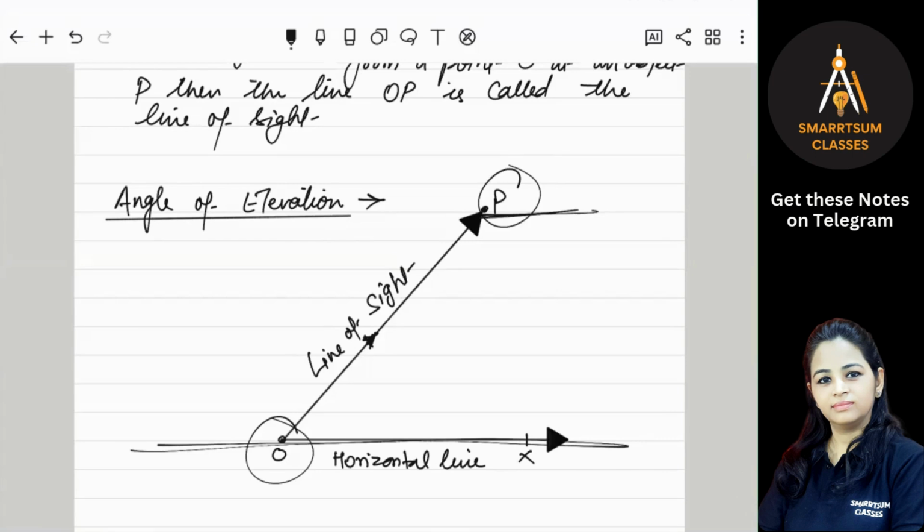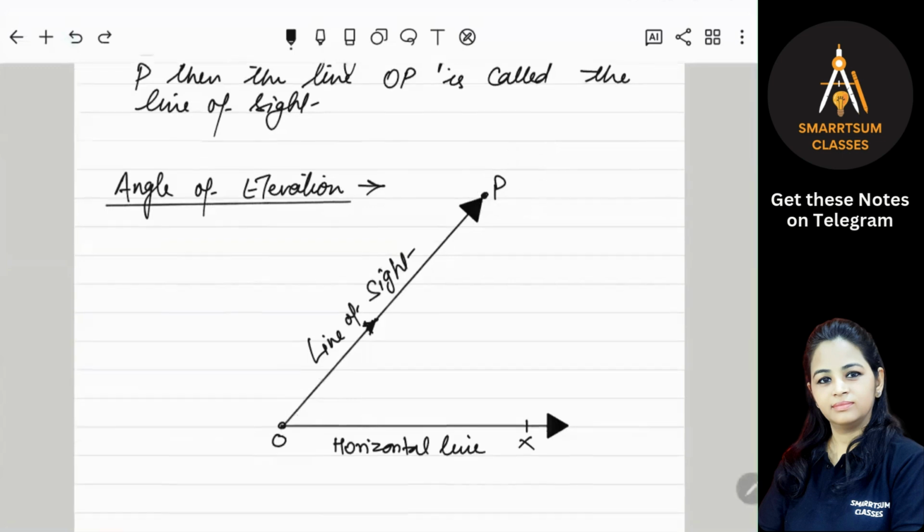Then the angle which the line of sight makes with the horizontal line, you can see here, is made by this line of sight OP with the horizontal line, which is the level of the eye. Because the object P is located above the level of your eye, you need to look with some angle. So this angle is called angle of elevation. What is the angle of elevation?